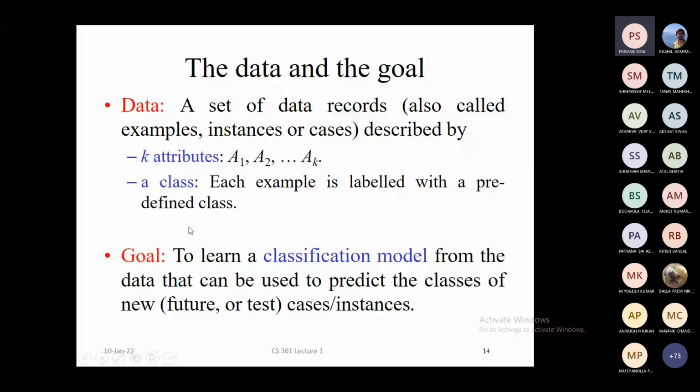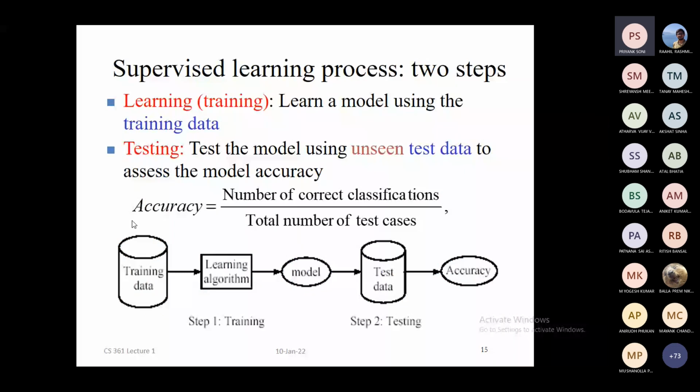So the supervised learning process has two parts. One is learning: learn a model using training data. And testing: test the model using unseen test data to assess the model accuracy. Now you ask, what do we mean by accuracy? Accuracy is measured by the number of correct classifications divided by the total number of test cases. If you give 100 test cases and for 90 it gives the correct answer, then 90% is the accuracy. This is the way we measure the testing accuracy.